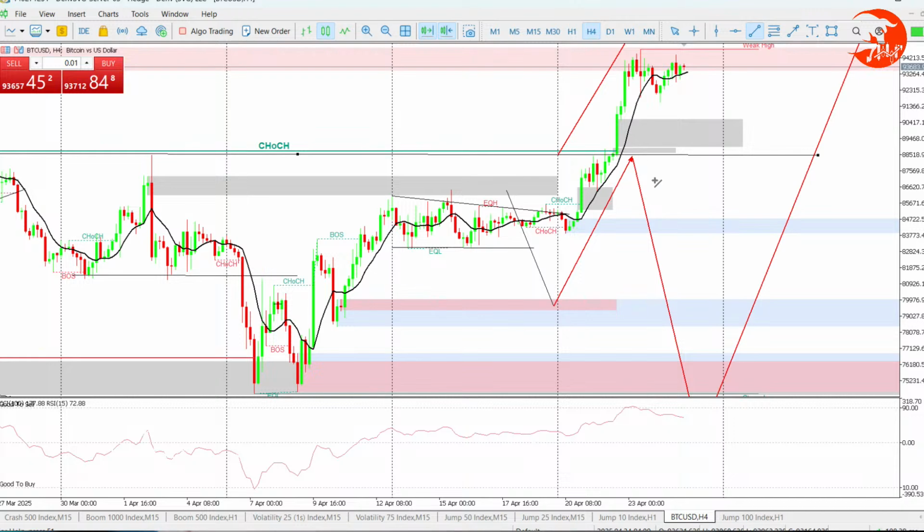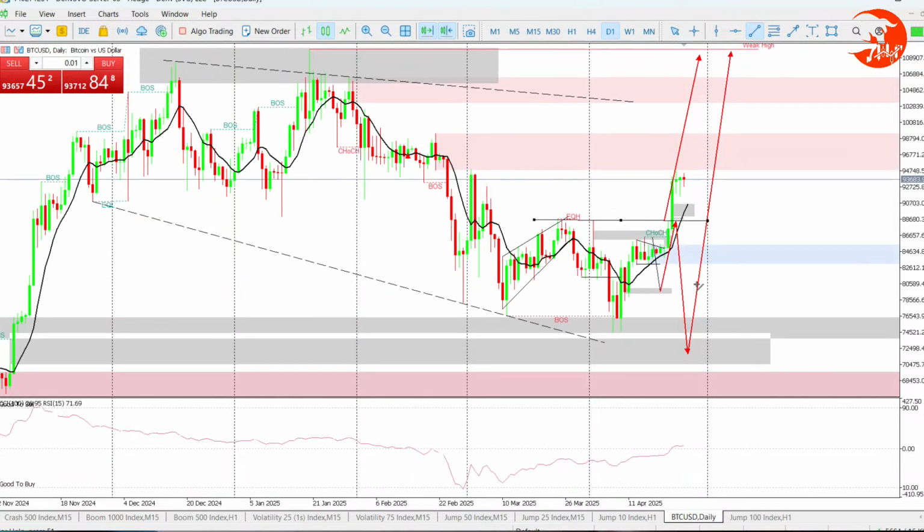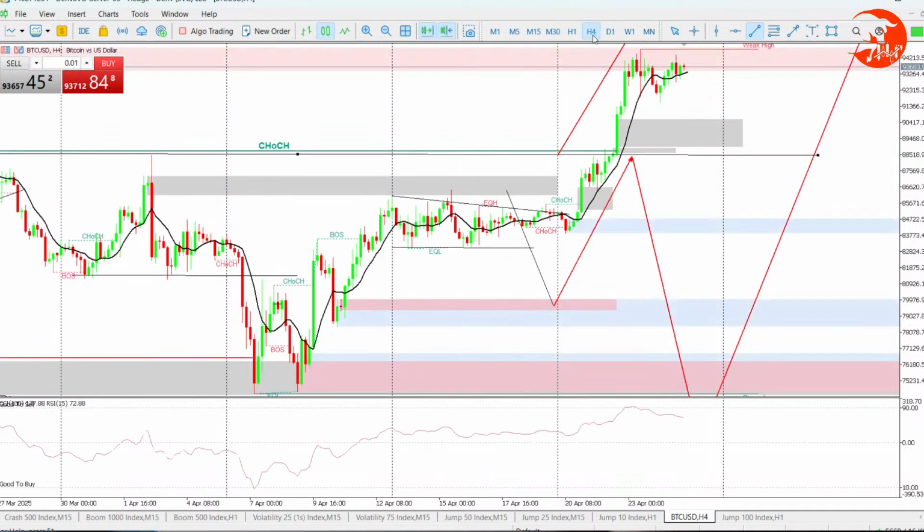But if I go to H4, we had a change of character right there, and same thing here on the daily time frame, a change of character there, and then we saw a breakout right about there. So what we are now anticipating is nothing more than this retest to come to such a fair value gap.